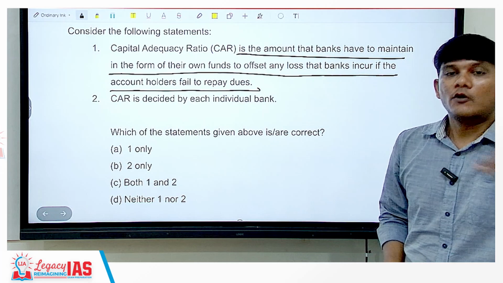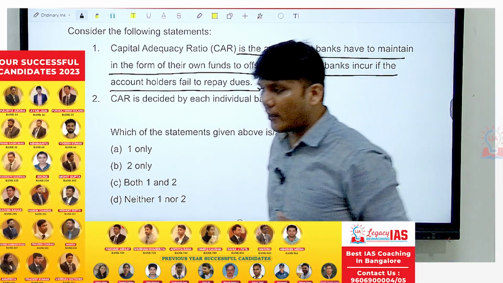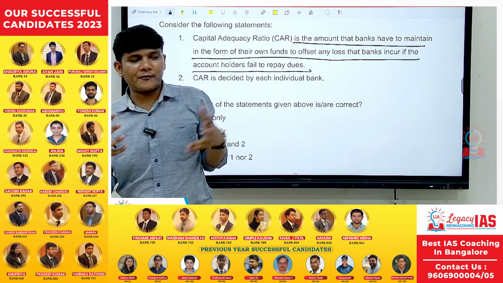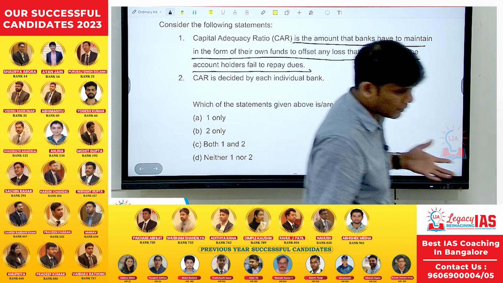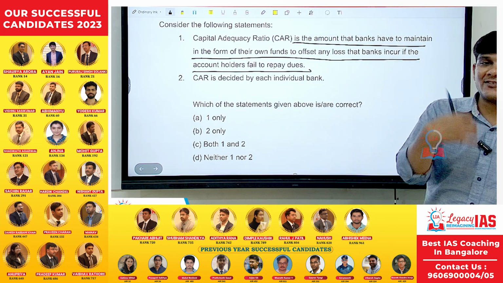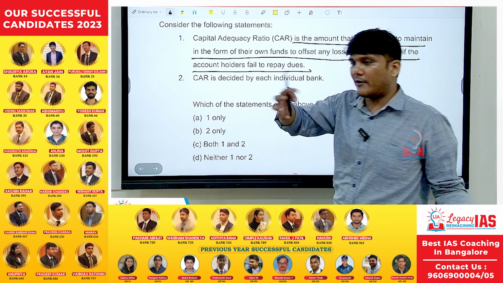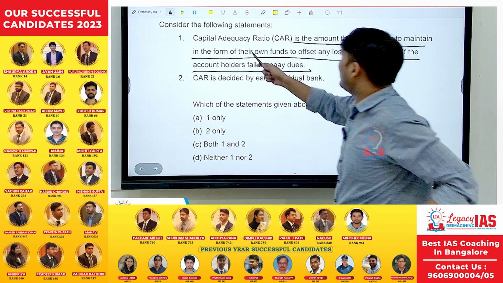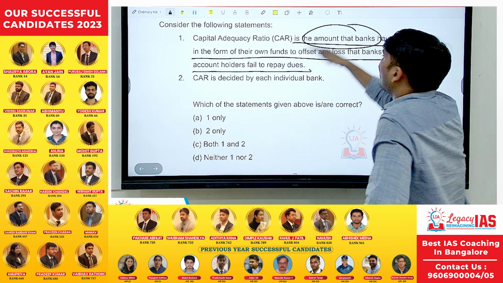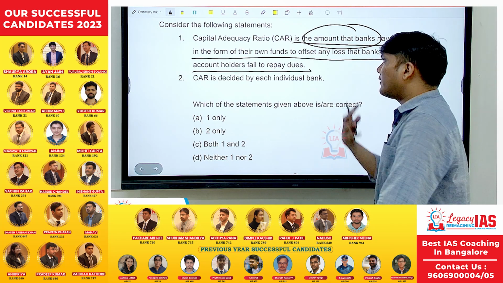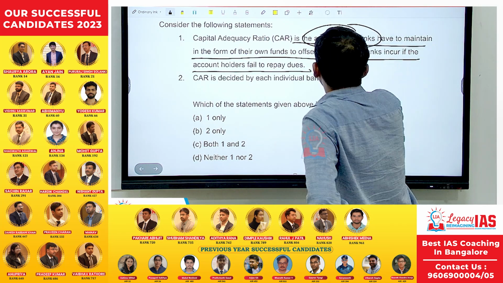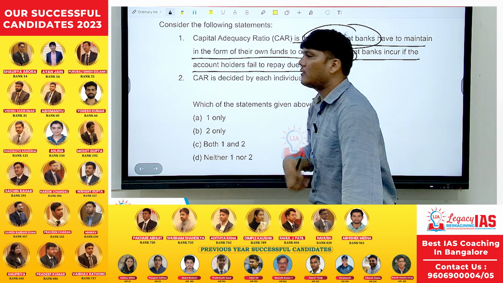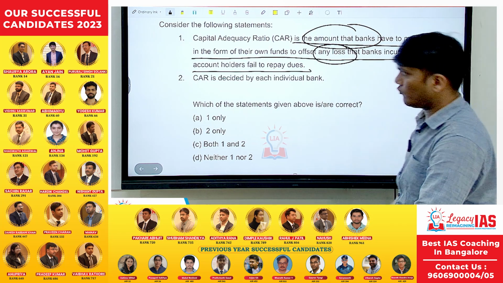Risk. You have given loans, some loans may not come back. So what is the amount of risk you have? X amount. How much capital do you have? Let's say Y amount. So you have Y amount of capital to take care of X amount of risk. So capital adequacy ratio is what? The amount that the bank has to maintain in the form of its own funds to offset any losses that may be incurred if the account holders are not repaying. So this is correct.